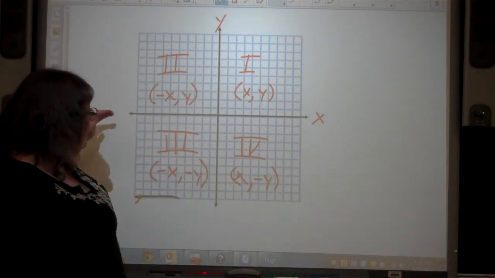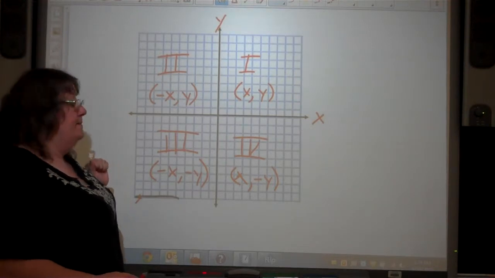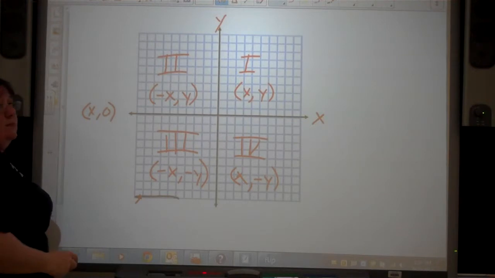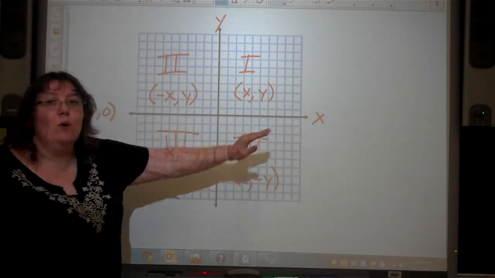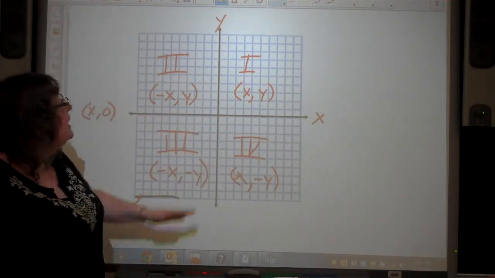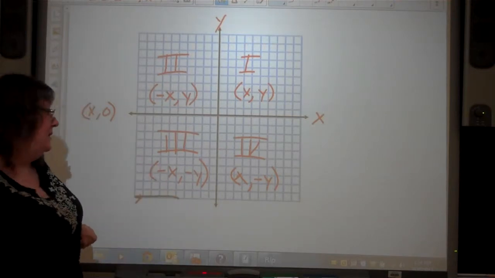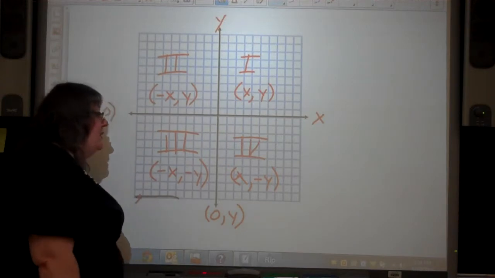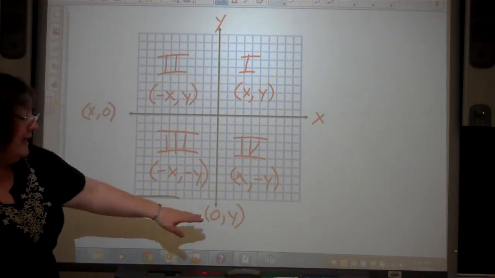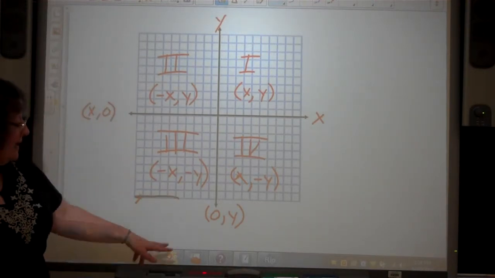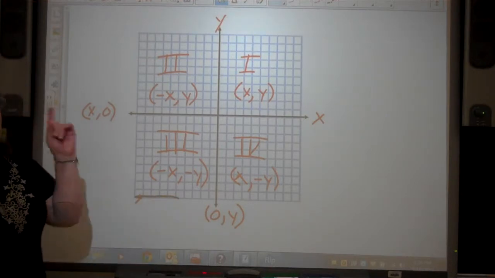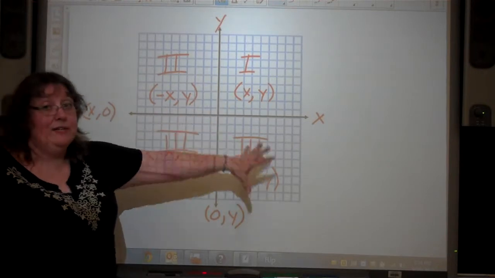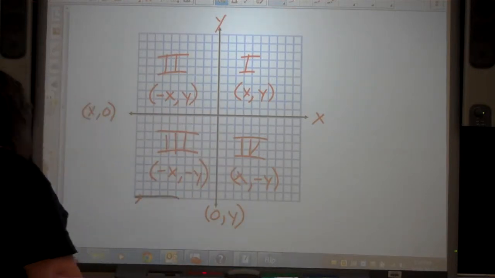Now, if I am on the x-axis, my y will always be 0, no matter what. 0 for y when I'm on the x-axis. Now, when I'm on the y-axis, it's going to be 0 for x. Okay? So wherever it crosses the y-axis, we'll have a 0 for x. Important things to know. Okay? And again, we're going to do an activity that will help you remember all of this.